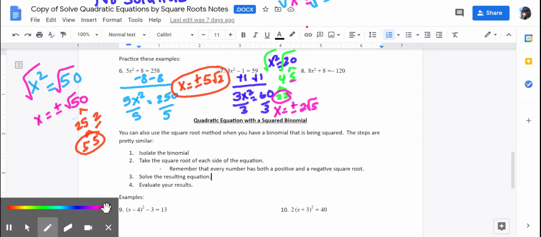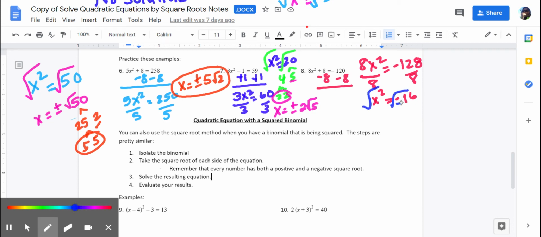The last one, we start by subtracting 8 from each side. When I do so, I get 8x squared equals negative 128. Divide each side by 8. Left with x squared equals negative 16. Go take the square root of each side. I notice I have a negative inside of my radical, so this one will be no solutions.